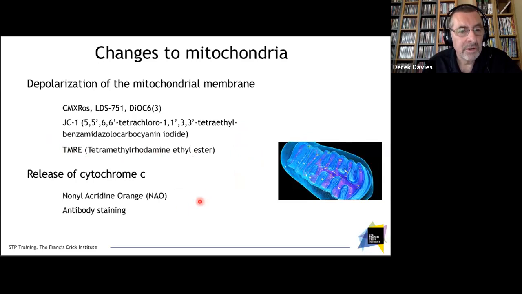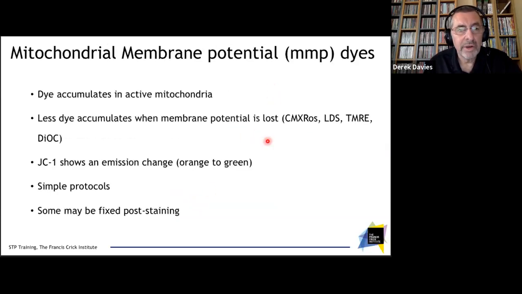I just wanted to mention a couple of the methods for cytochrome C analysis. One way is to use this dye called nonyl acridine orange, about which I'm not going to say anything, but it can be used to detect the release of cytochrome C. Or because cytochrome C is a protein, we can use antibody staining. And I'll show you towards the end a very elegant way of detecting apoptosis using cytochrome C antibody staining. But this is a quite common way of looking for changes in mitochondria. And most of these dyes work in the same way.